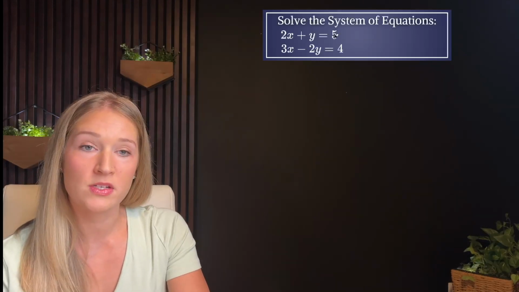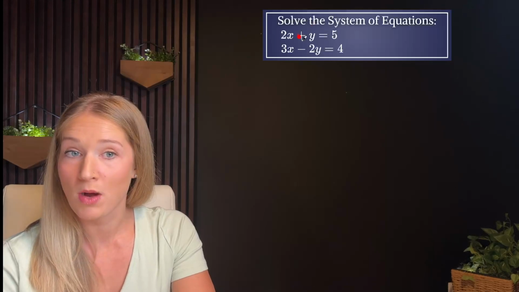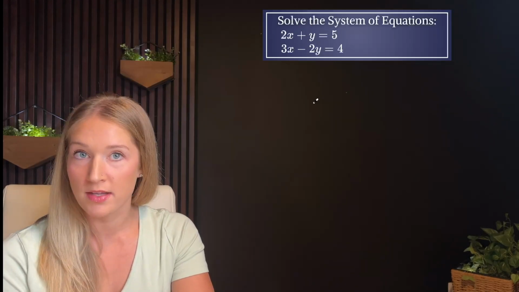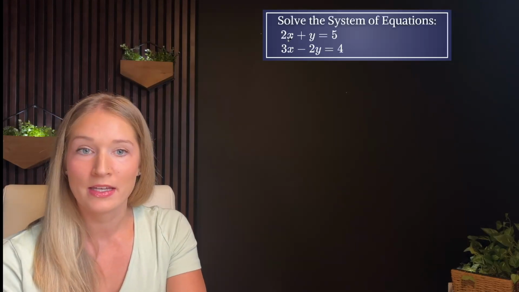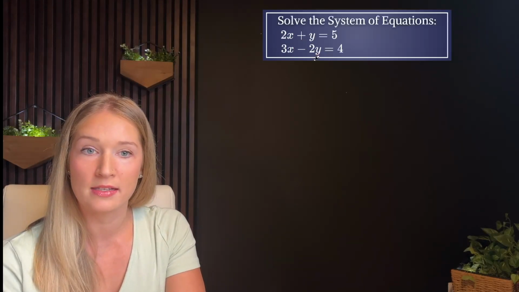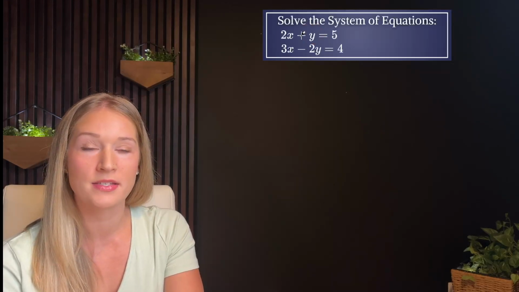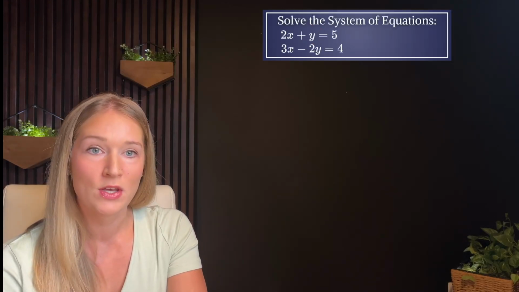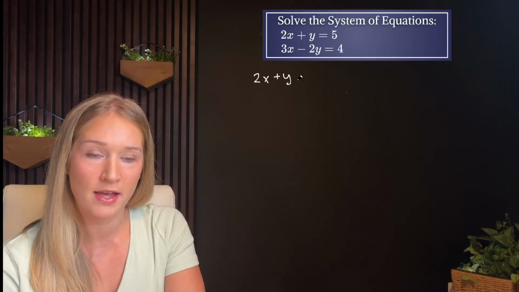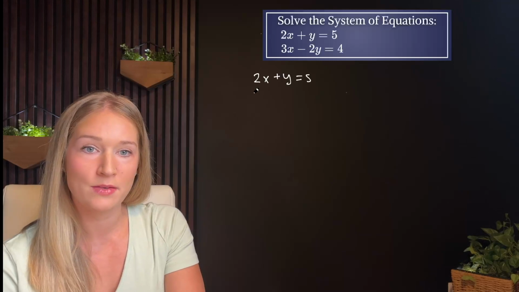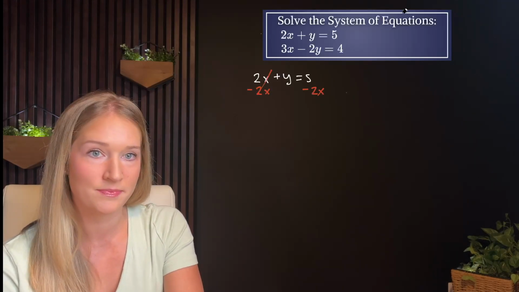When I look through my equations, I see that x has a coefficient of 2, so we're not going to use that one. This y has a coefficient of positive 1. There's no number written there, so that one's looking pretty easy. Here I have a positive 3 and a negative 2. So I'm going to go ahead and isolate the positive y in that first equation. So let me take my first equation, 2x plus y equals 5, and I'm going to isolate y by subtracting the entire 2x term to the other side.